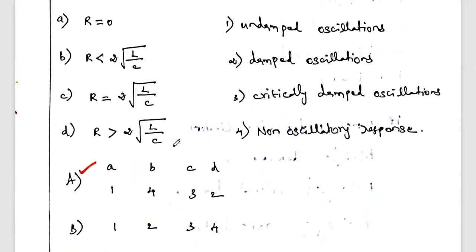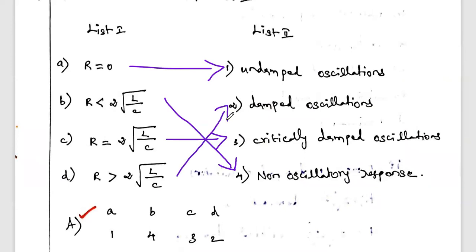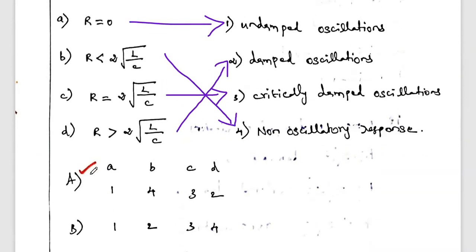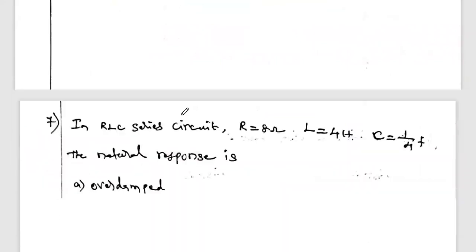Okay, so this is the thing we have to match. R equal to 0, undamped oscillations. R less than 2 square root of L by C, less than means it produces a non-oscillatory response. R equal to 2 square root of L by C is the critically damped. R greater than 2 square root of L by C is the damped oscillation. Okay, so this is the option. So A is the correct option for the given problem. You just remember this.